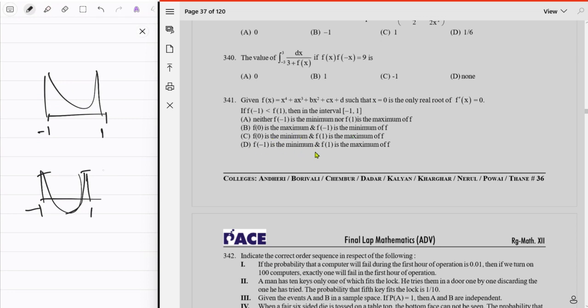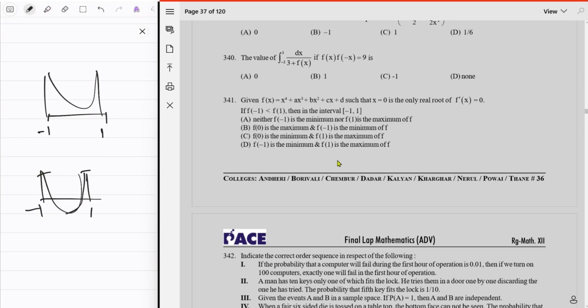So f of -1 is the minimum, and no, that's just wrong. -1 is definitely not a minimum, right? Yeah, because 0 पे minimum value, I believe. So this is just wrong. F of 0 is the minimum, yes, and f of 1 is the maximum of f.